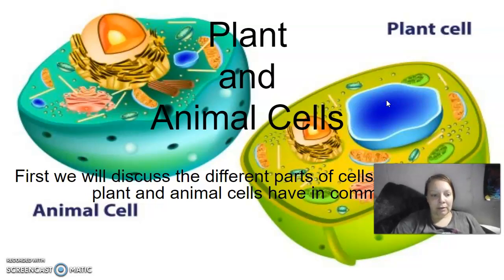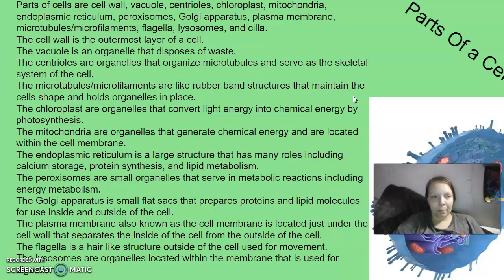Plant and animal cells. First, we will discuss the different parts of cells and what the plant and animal cells have in common. So, parts of a cell. Parts of cells are the cell wall, the vacuole, centrioles, chloroplast, mitochondria, endoplasmic reticulum, peroxisomes, the Golgi apparatus, plasma membrane, microtubules, microfilaments, the flagella, lysosomes, and cilia. And the cell wall is the outermost layer of a cell.